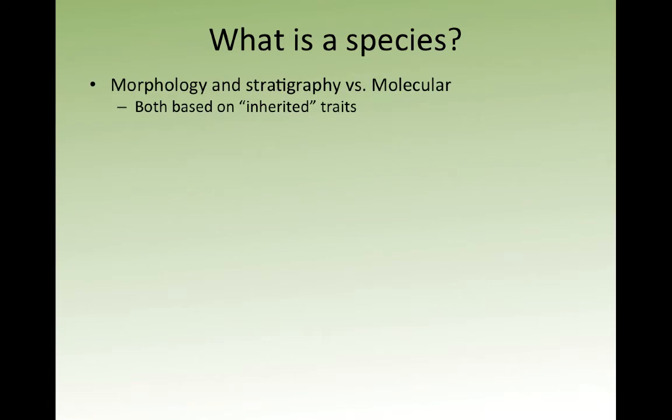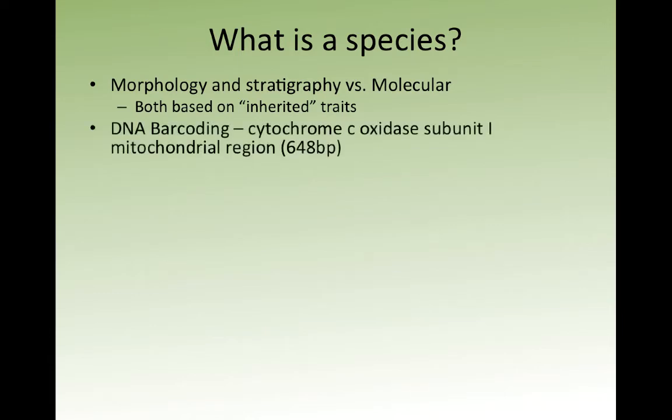So, what are some of the things that happened when we started delving into species concepts? Well, when we started looking into morphology and the stratigraphy versus molecular processes, we noticed that both are based on inherited traits, right? So molecular processes, DNA, is based on the idea that you've inherited a specific trait. These morphological perspectives were based more on these ideas too, that if I observed a trait, it would also be based on a pattern of inheritance.